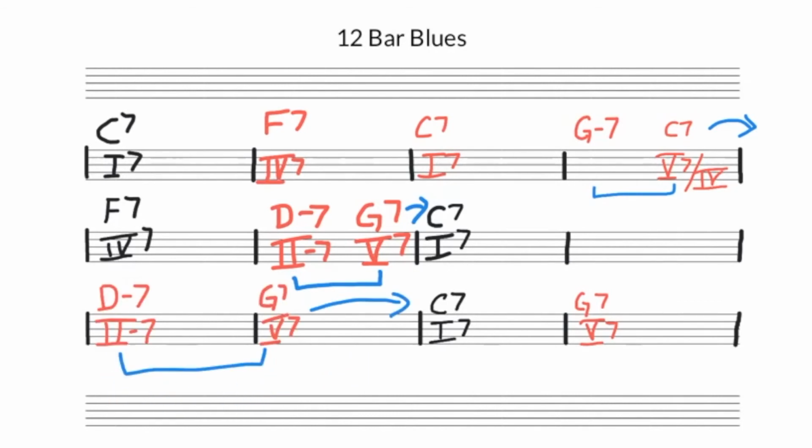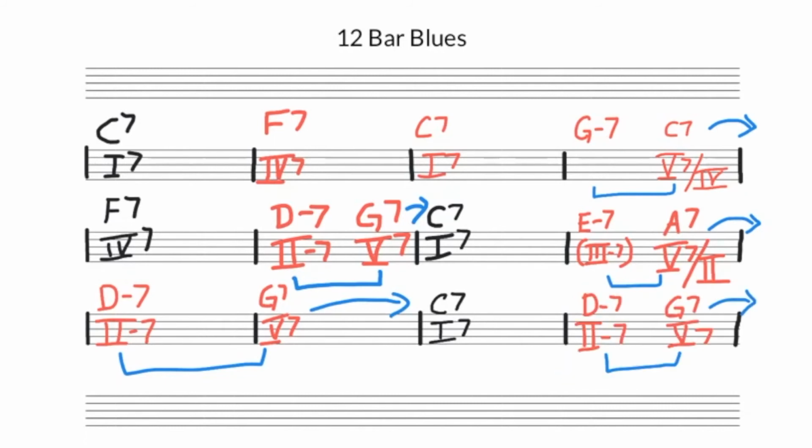Now continuing on with this idea of secondary dominants and related 2s, we can add a 5 of 2 and its related 2 in this measure. Now let's take a look at the progression at the end. Instead of having a 5 in the last measure, we could replace that with a 2-5. Now we have a much more elaborate version of a 12-bar blues than what we started with.